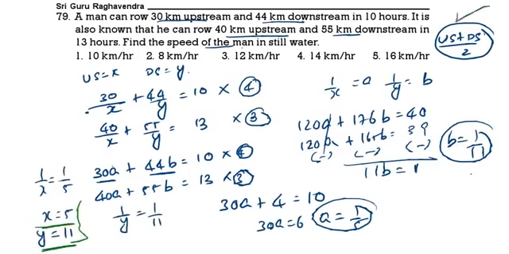What is man speed? Upstream plus downstream divided by 2. That means 16 divided by 2, 16 divided by 2 is 8. 8 km per hour is the correct answer. Next question.